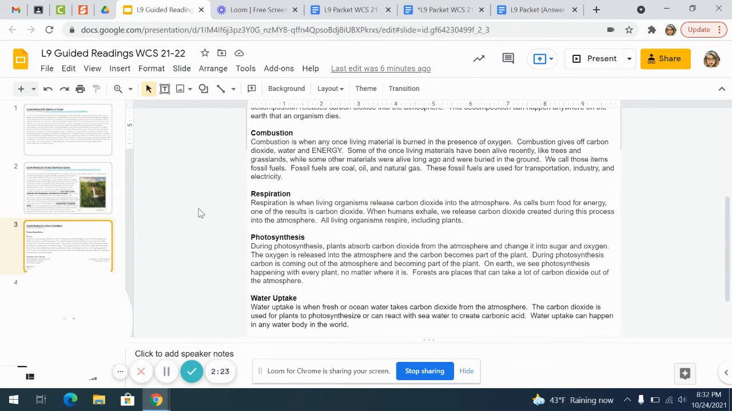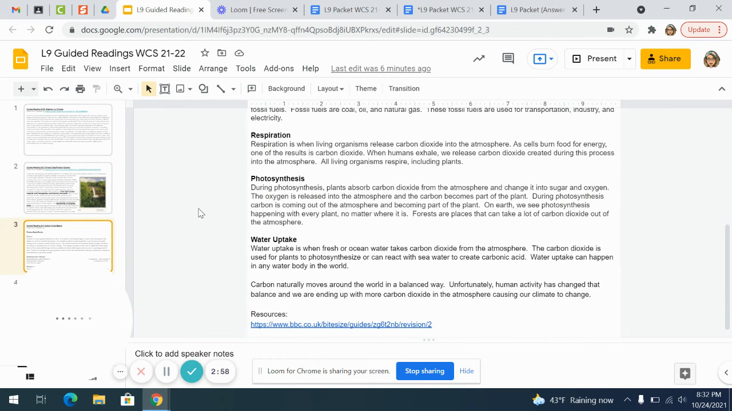Moving to combustion. Combustion is when any once living material is burned in the presence of oxygen. Combustion gives off carbon dioxide, water, and energy. Some of the once living materials have been alive recently, like trees and grasslands, while some other materials were alive long ago and were buried in the ground. We call those items fossil fuels. Fossil fuels are coal, oil, and natural gas. These fossil fuels are used for transportation, industry, and electricity.